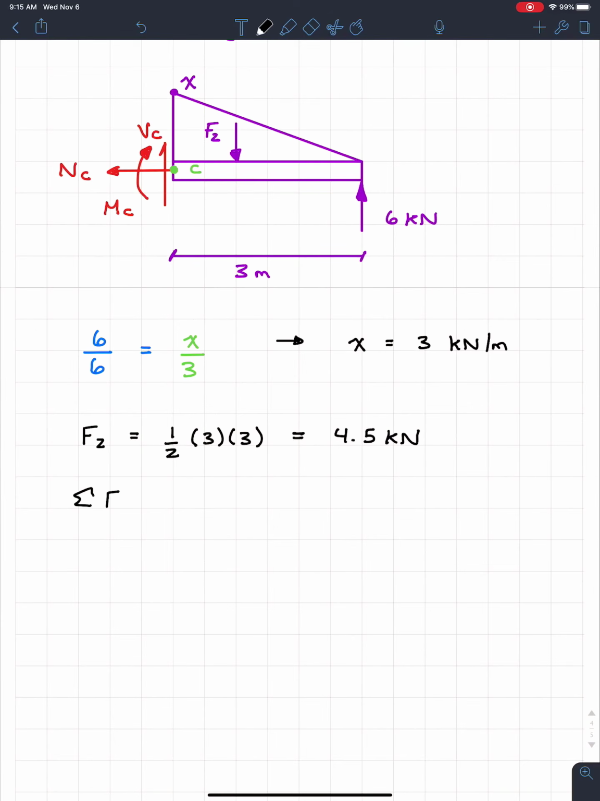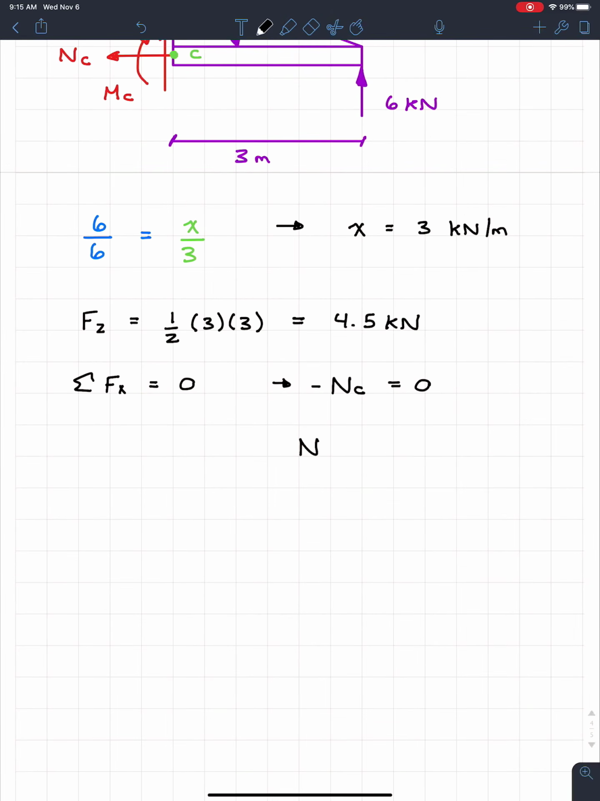We're going to go sum of the forces in X is equal to 0. Well, this one's very trivial because we have NC, and it's acting left, so we're going to have negative NC, and that's it. So NC must be equal to 0. And this is very common for beams because there really isn't a horizontal load in beams. That, again, goes more to columns. So NC is equal to 0 kilonewtons. So we can highlight that real quick. Make this a little bit nicer.